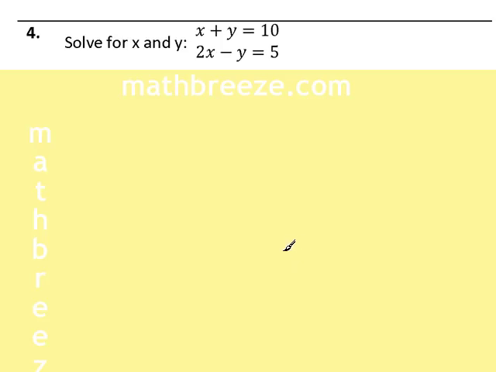In number 4, we're asked to solve for x and y. So what we're going to do is, we see that if we add the equations together, the y column cancels. So we'll start by adding them together. And in that way, y will be eliminated and we'll be able to solve for x.